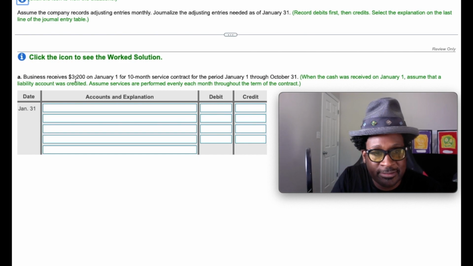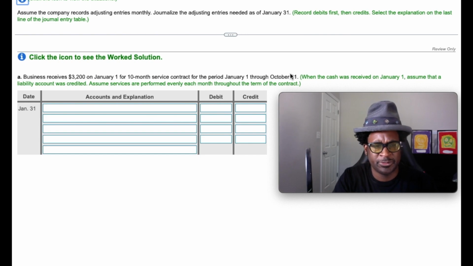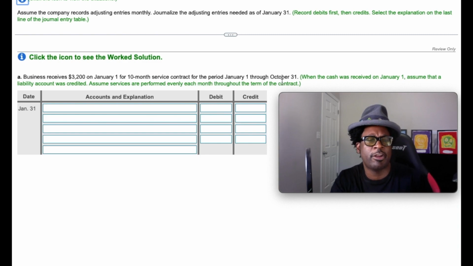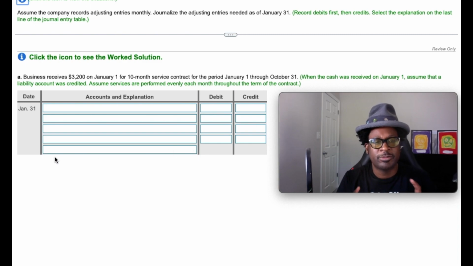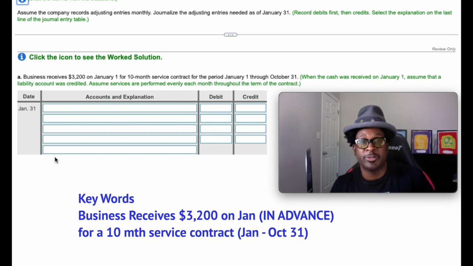Business receives $3,000 on January 1st for a 10-month service contract for the period January through October 31st. Okay, it tells us when the cash was received on January 1st, assume that the liability account was credited, assume services are performed evenly throughout each month. So keywords in here: business received $3,200, service contract for the period January through October 31st.